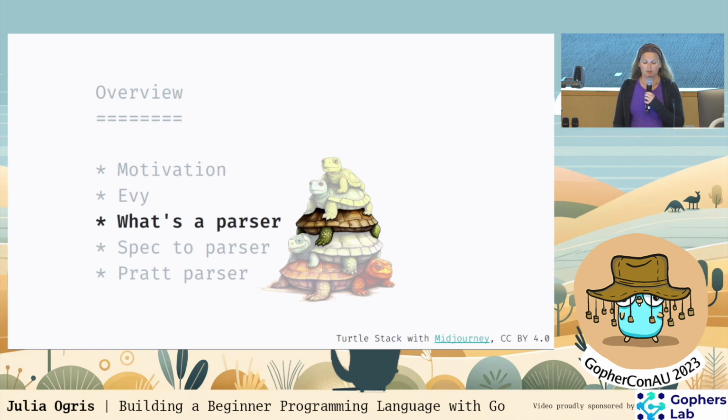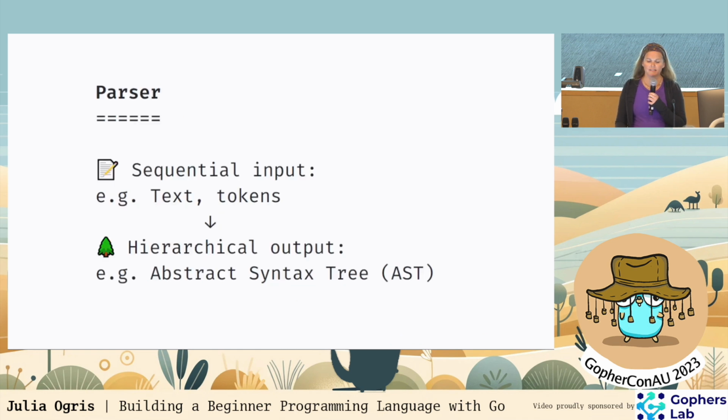Switching gear a little bit to the more technical side of this talk, let's start with the definition, just to make sure everybody's on the same page here. What is a parser? Well, in its essence, a parser is some piece of software that takes a sequential input, like a string, an I/O reader, some text or tokens, and turns it into some kind of structured, often hierarchical output, like a JSON object, or in the case of a programming language, into an abstract syntax tree, AST.